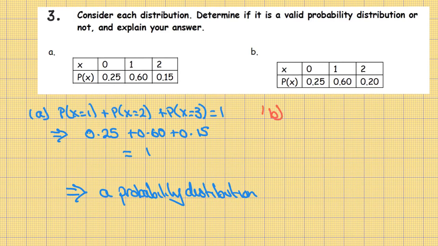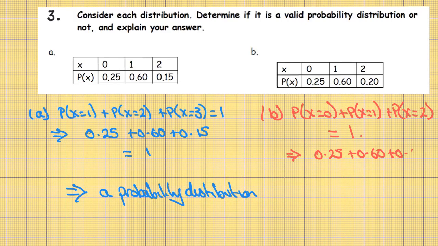B. Again, the probability that x equals 0 plus the probability of x equals 1 plus the probability that x equals 2 must equal 1. Therefore, 0.25 plus 0.60 plus 0.20 equals 1.05. Therefore, not a probability distribution.